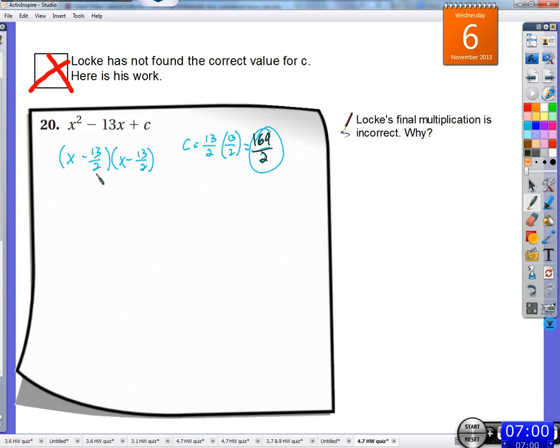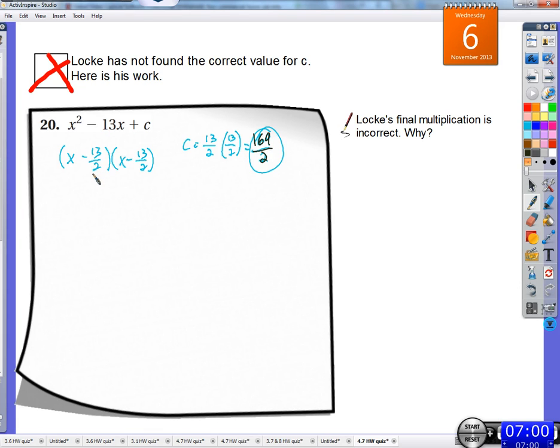How did he come up with this? x minus 13 over 2, x minus 13 over 2. How did that go? He was looking at x squared minus 13x, and that informed him that he should wind up with x minus 13 halves times x minus 13 halves. Why is that? 6 and a half is half of 13.